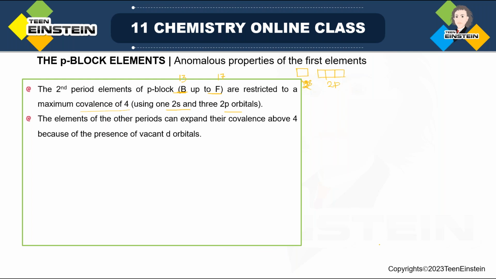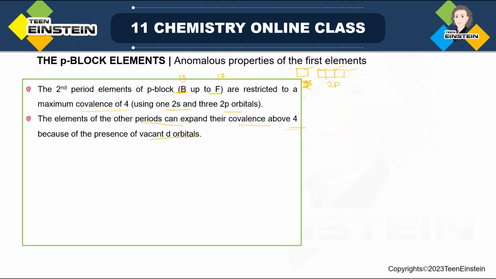Now in the second period, there is no vacant d orbital, right? Because we have never seen any 2d. So as d orbital is not present, maximum bonding is possible from these 4 positions. That is why maximum covalence is 4. But the elements of the other periods, that is third period, fourth period, can expand their covalence beyond 4. So coordination number may be greater than 4. 4 coordination is also possible, but they can even reach beyond that, and that is because of the presence of vacant d orbitals.